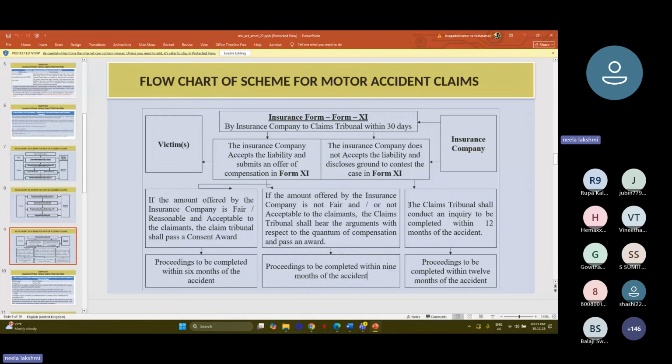In the last situation, where the company does not accept its liability, the entire burden will shift to the court and it will decide whether the case has to be dismissed or an award is to be passed. It has to be decided by the court within 12 months of the accident. The entire proceedings have to be completed within 12 months of the accident.